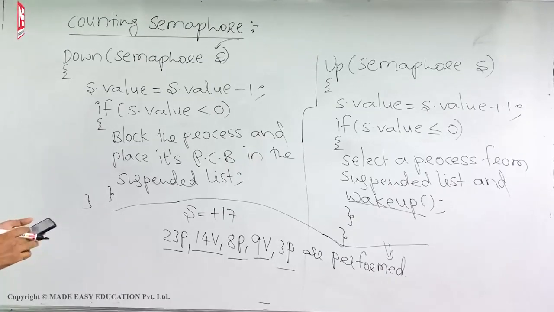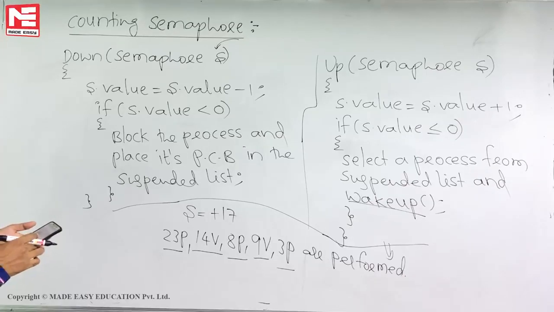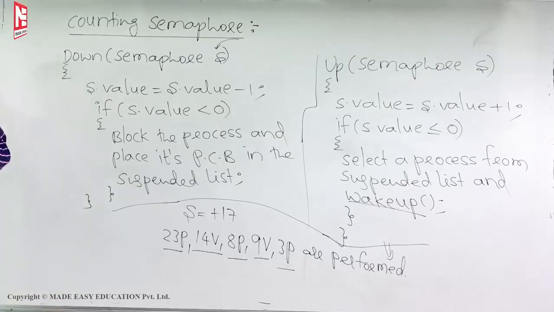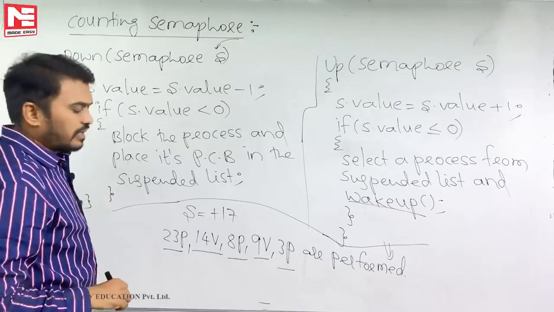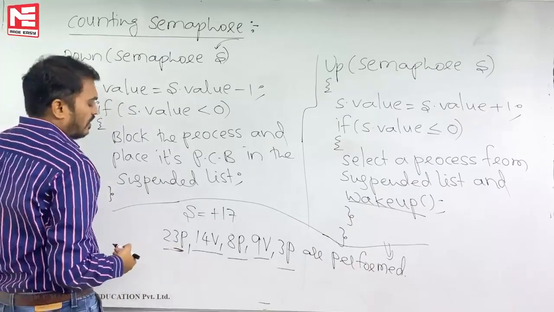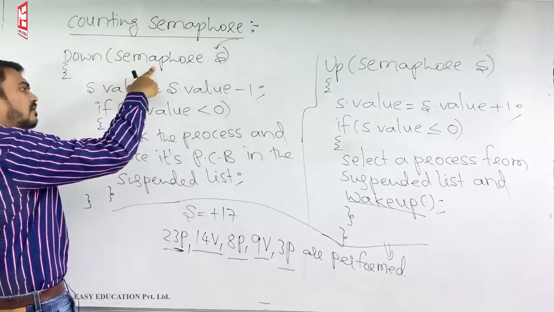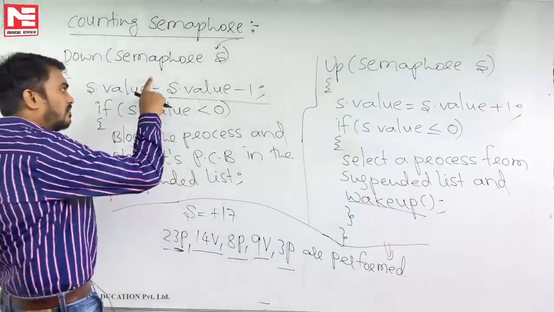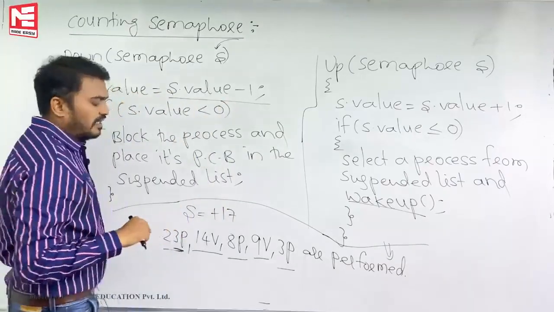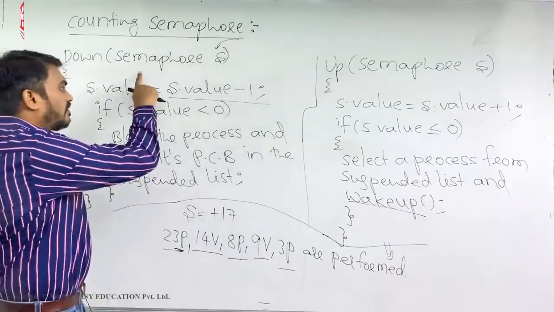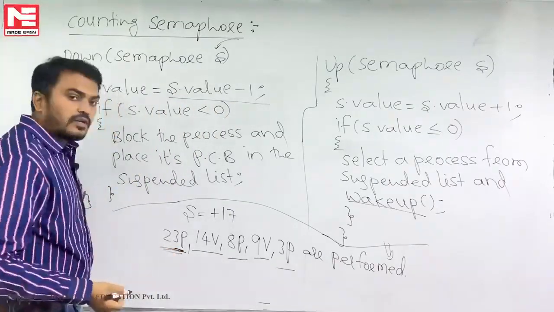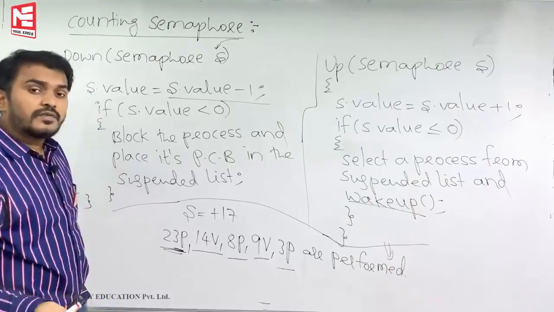Okay. So what is the answer you are getting? Now listen here, somebody is having doubt. Let's try to understand what the right answer is. Just listen here. So 23 P. Every time you perform a down operation, the semaphore value is decremented by 1. It means 23 times you are performing the down operation, so 23 times the value will be decremented.